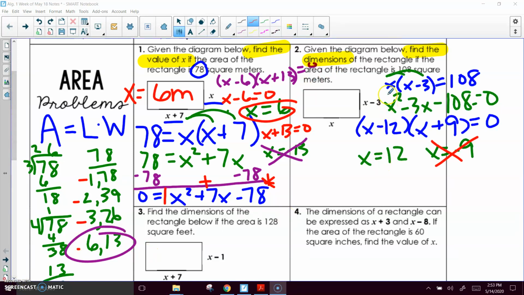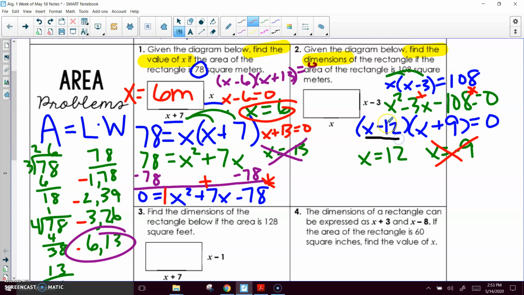When we set up our formula, length times width, x times x minus 3 is equal to our area of 108. I distributed my x to get x squared minus 3x, and I brought my 108 over to set it equal to 0. So now I think about what two numbers, when multiplied, equal negative 108, and when added equal negative 3. My two numbers are negative 12 and positive 9. So I solve each of those pieces.